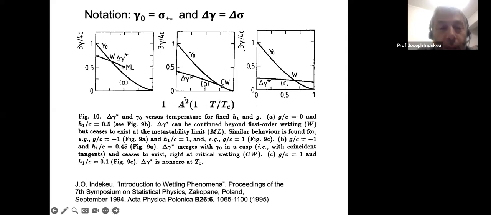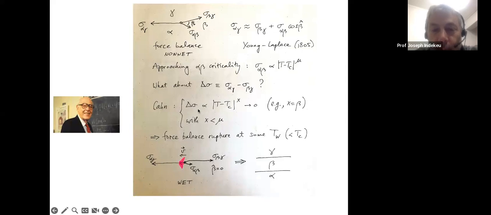And there is a continuation of the delta gamma star here up till the metastability limit, which I discussed, and which is the saddle point extremum, a coalescence of the local minimum and the local maximum in the surface free energy of the wall minus state. So this is the scenario for first order wetting. Now, question: does delta gamma star or delta sigma star go to 0 at the critical point, as in the Kahn argument? Because Kahn argues that this should vanish as you approach a critical point.